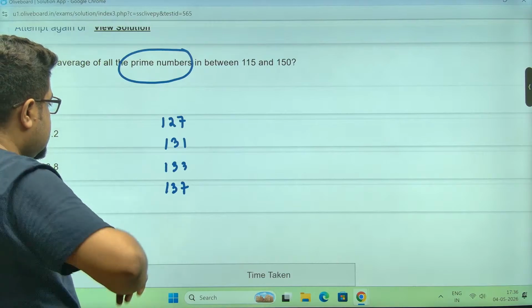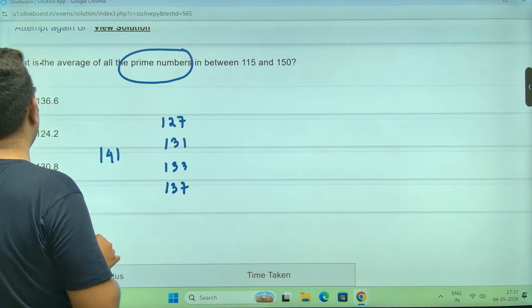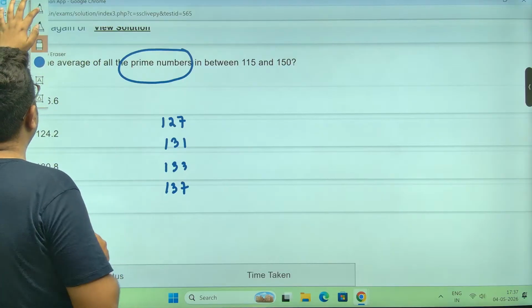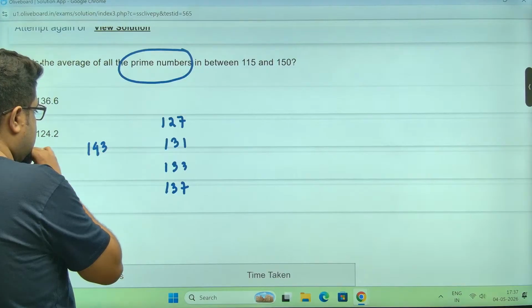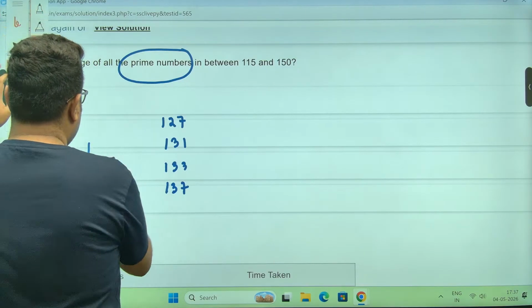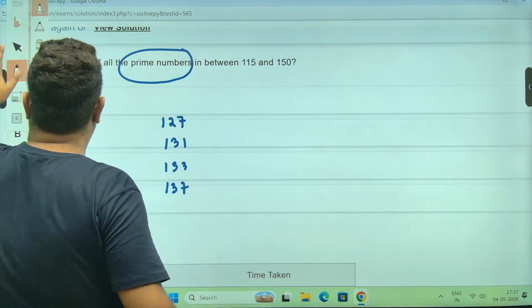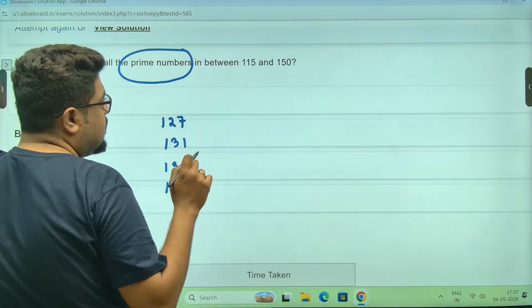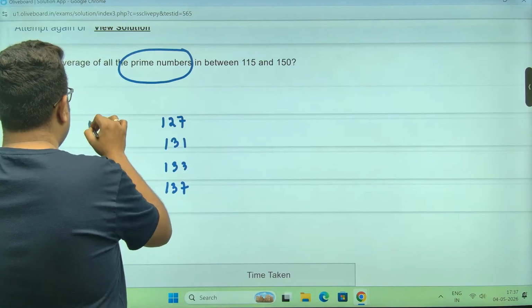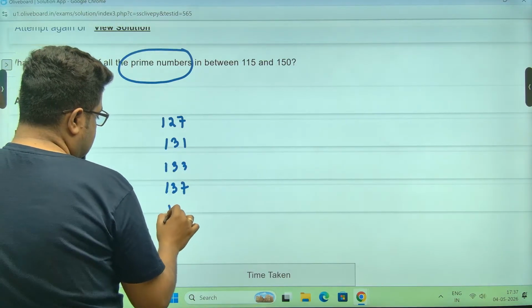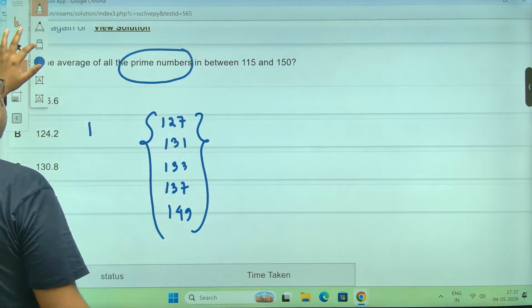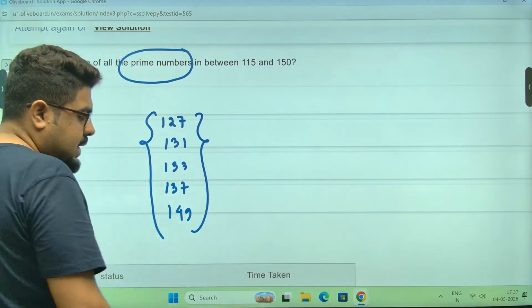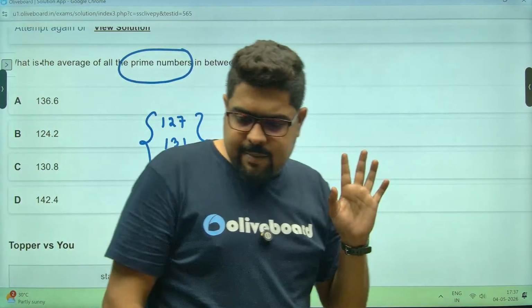141? No, it's divisible by 3. 143? No, 29... it won't be prime. 145 gone. 147? No, 7 divisibility. 149. And 150. So these are the prime numbers, and most probably I have not missed anything. Anything I've missed?